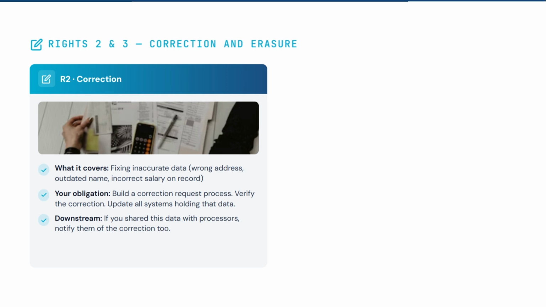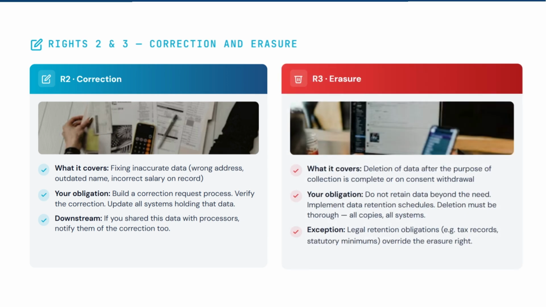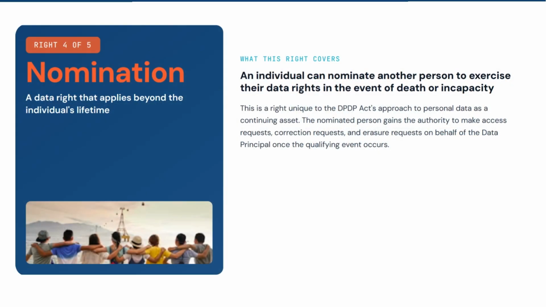Rights 2 and 3, correction and erasure. Correction means fixing inaccurate or incomplete data. If a customer says their phone number is wrong or their address is outdated, you must correct it. And if you've shared that data with a third party, you must notify them too. Erasure means deletion. When the purpose of collection is complete, or when consent is withdrawn, the data must go. Not archived. Deleted. All copies. All systems. All processes informed. One important exception. Legal retention obligations, like tax records, can override an erasure request, but that exception is narrow. Default to deletion.